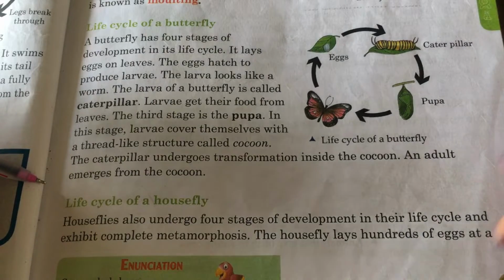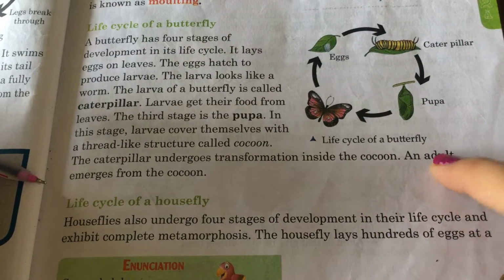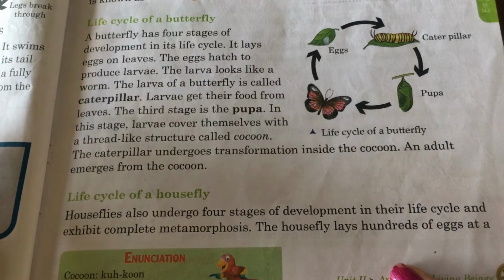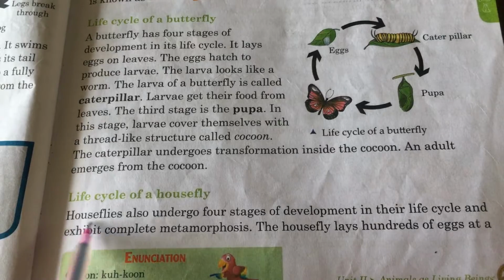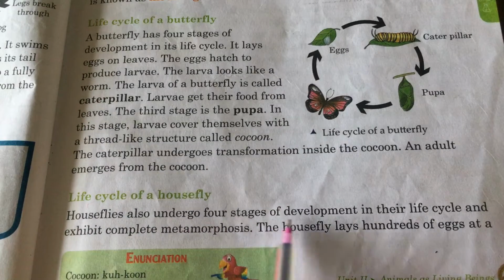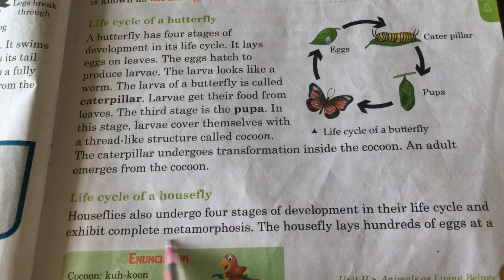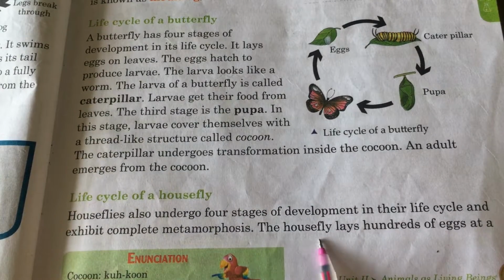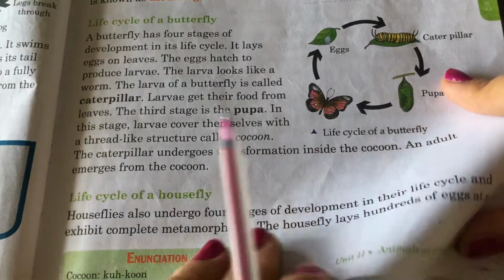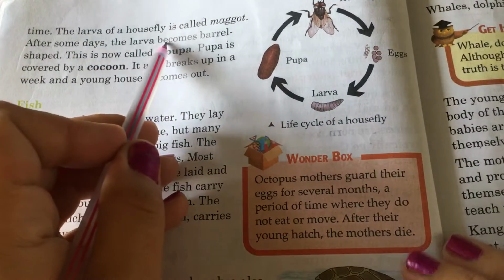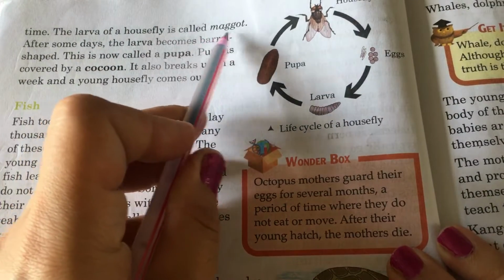As you can see, here is a picture of the life cycle of a butterfly. Now, life cycle of a housefly. Houseflies also undergo 4 stages of development in their life cycle and exhibit complete metamorphosis. The housefly lays hundreds of eggs at a time. The larva of a housefly is called a maggot.